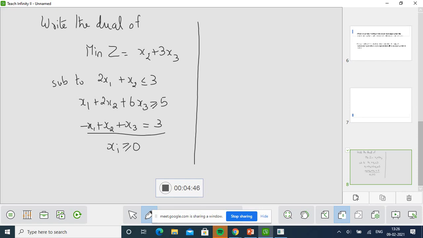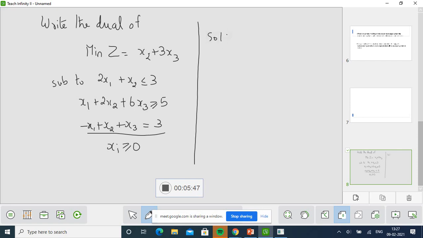Also, since the third constraint in the primal problem is an equality, the corresponding third dual variable y3 is unrestricted in sign. I am repeating: since the third constraint in the primal problem is an equality, the corresponding third dual variable y3 is unrestricted in sign.